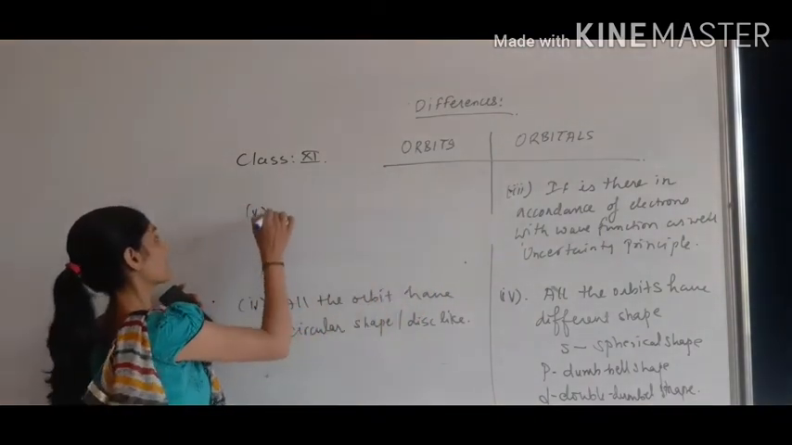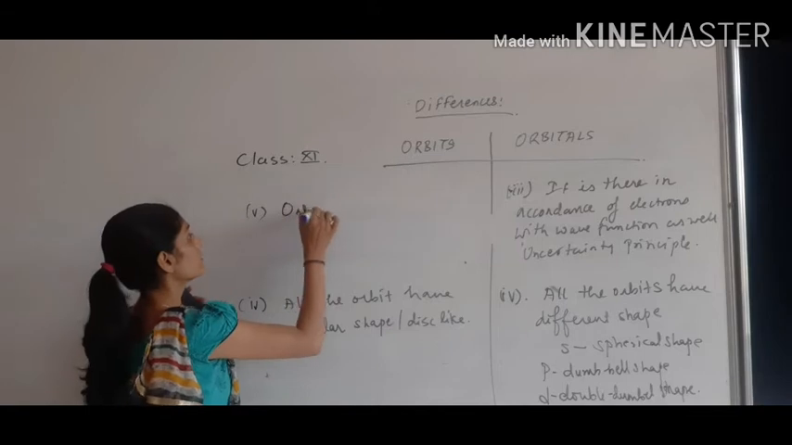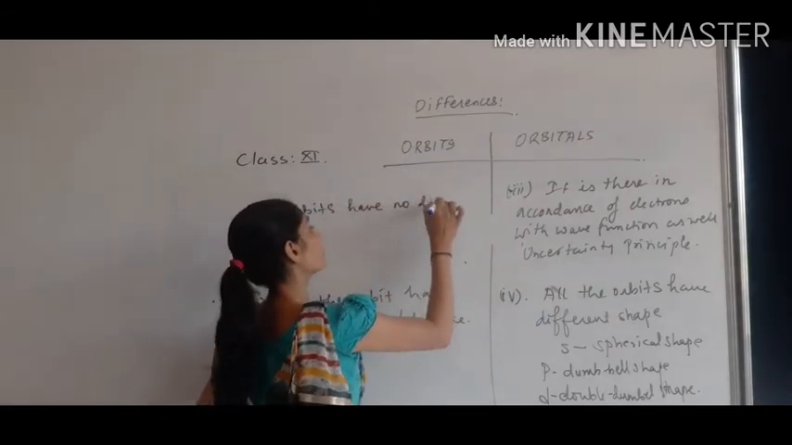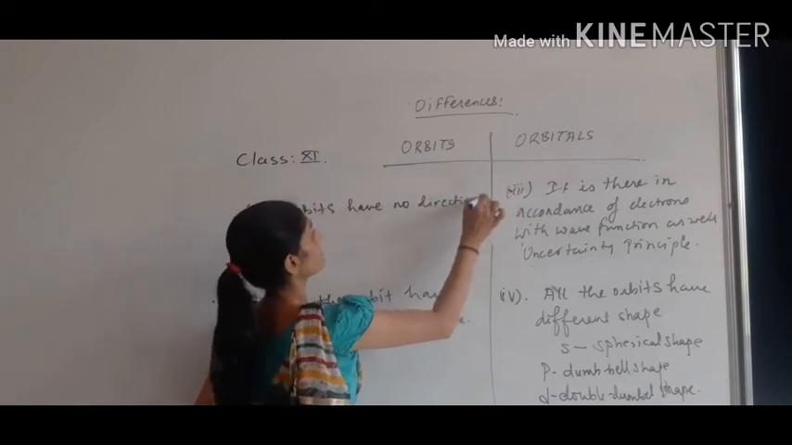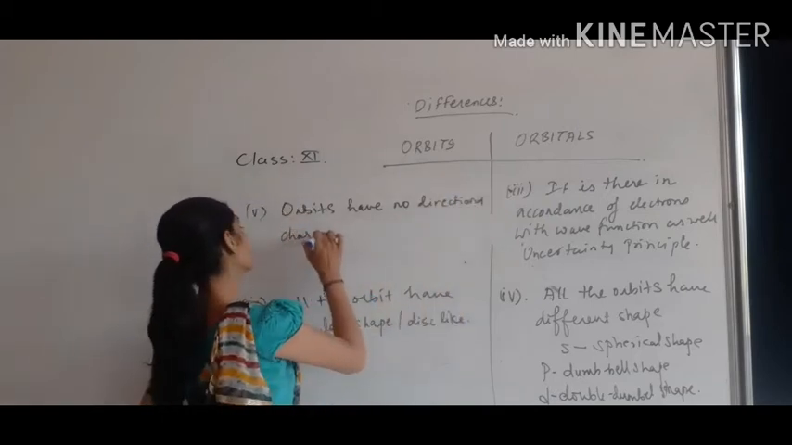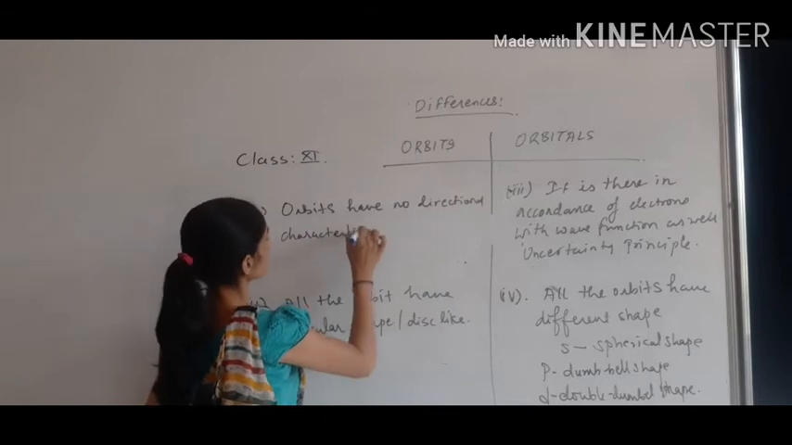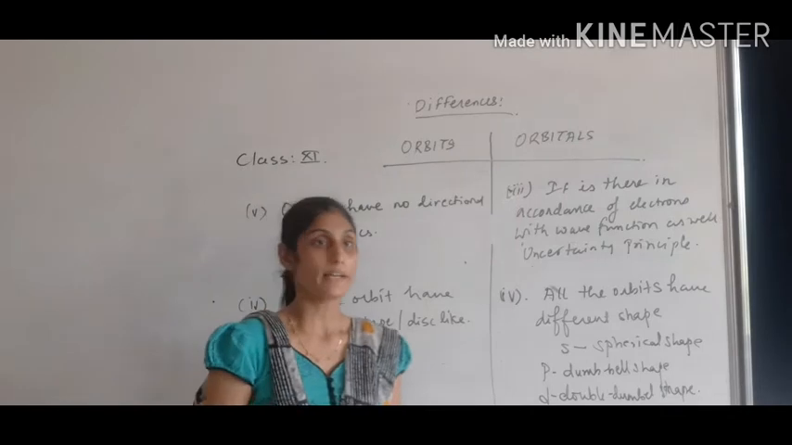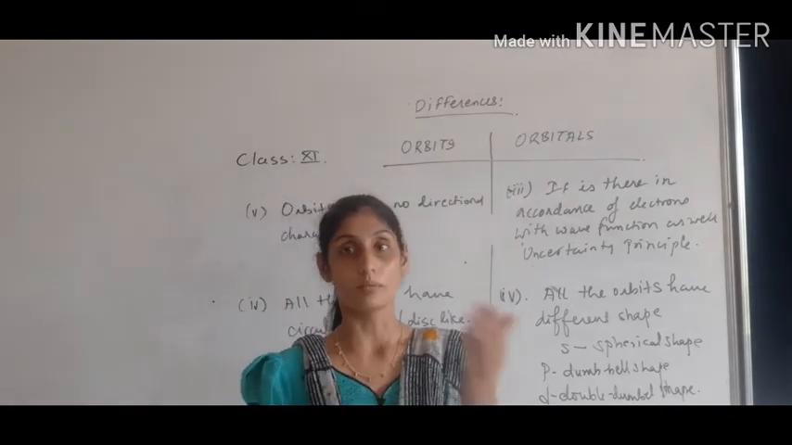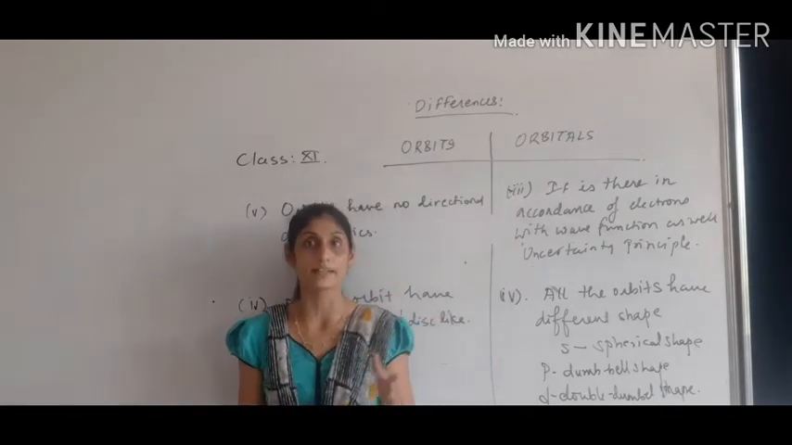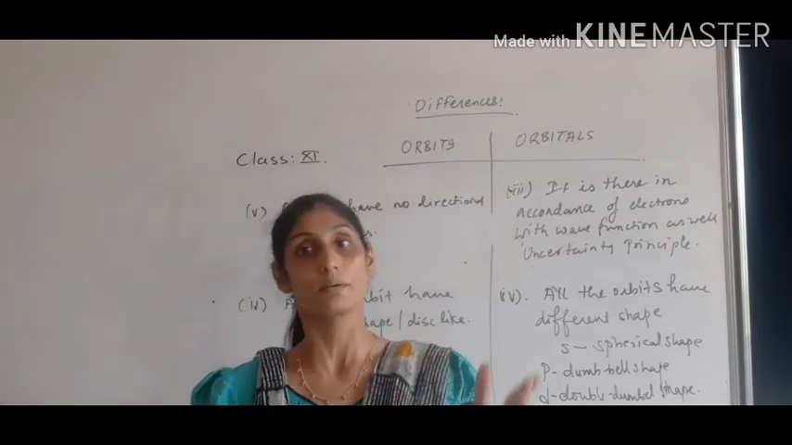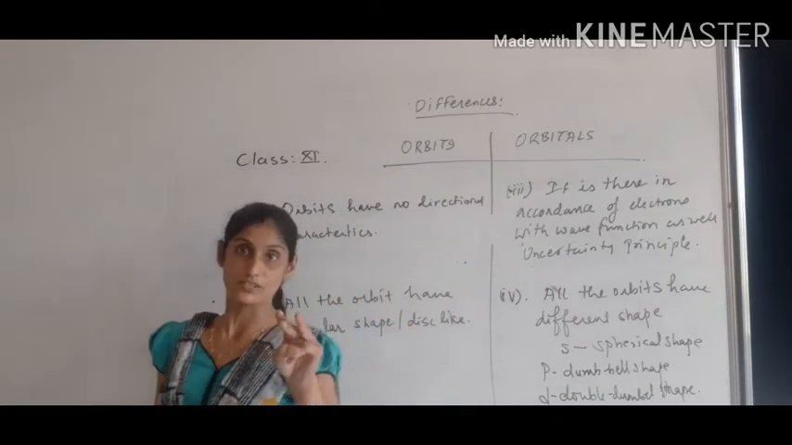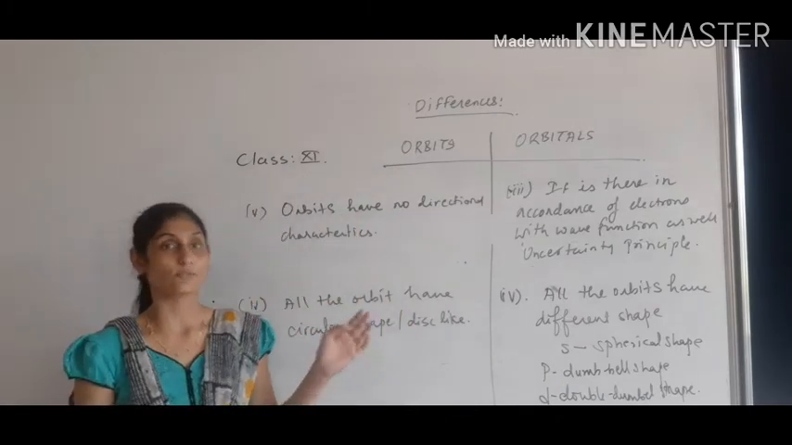In the fifth point you can write that orbits have no directional characteristics. That means they have only a planar structure, a plane that may be x, y or z. When we talk about the orbital, they have a three-dimensional structure, which is there in x, y and z.